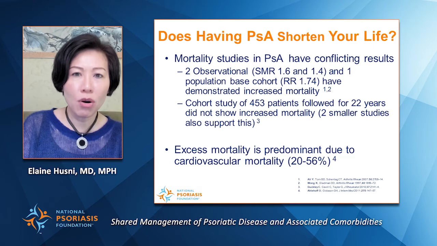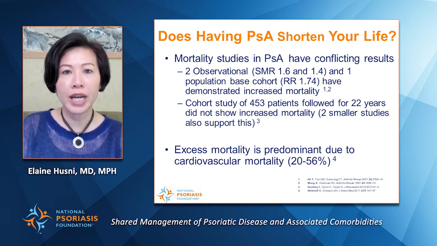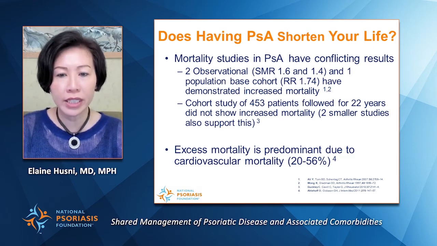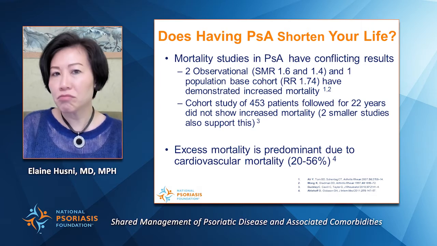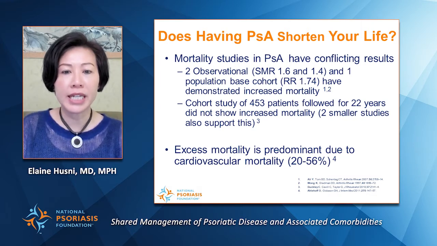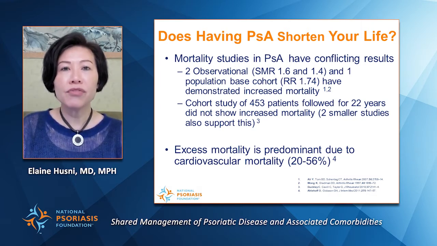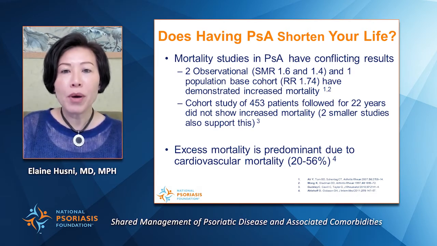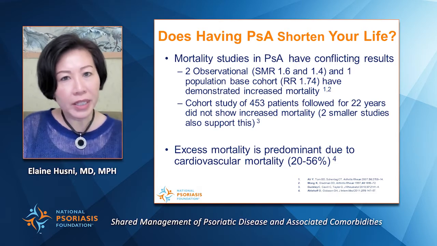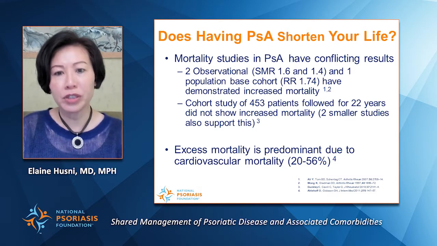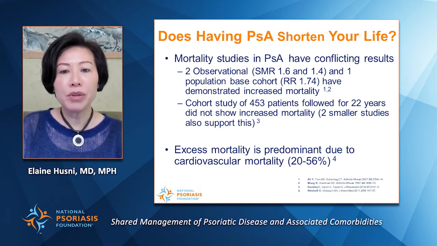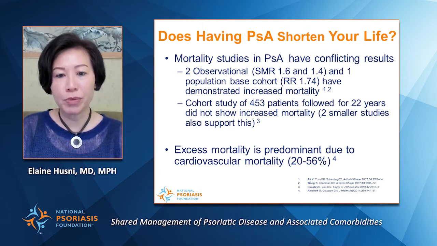But then we also have cohort studies, some large studies with psoriatic arthritis following them for over 20 years. And we see that it does not really lead to an increased mortality. So the studies are conflicting, but what's really important is that these studies went beyond and asked, so why are these patients dying prematurely when they do?